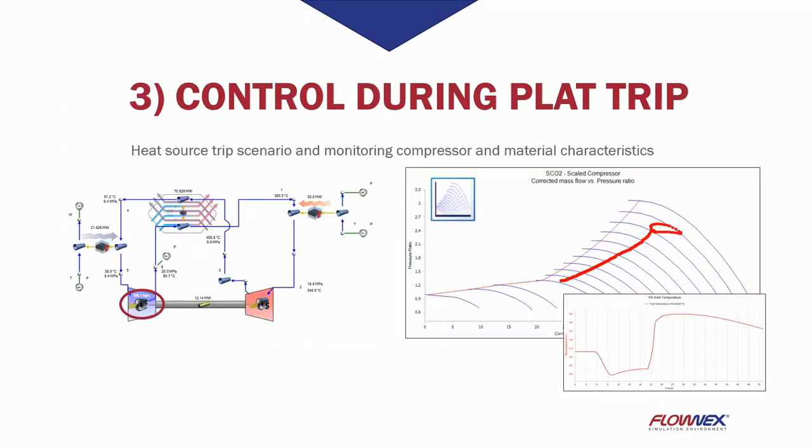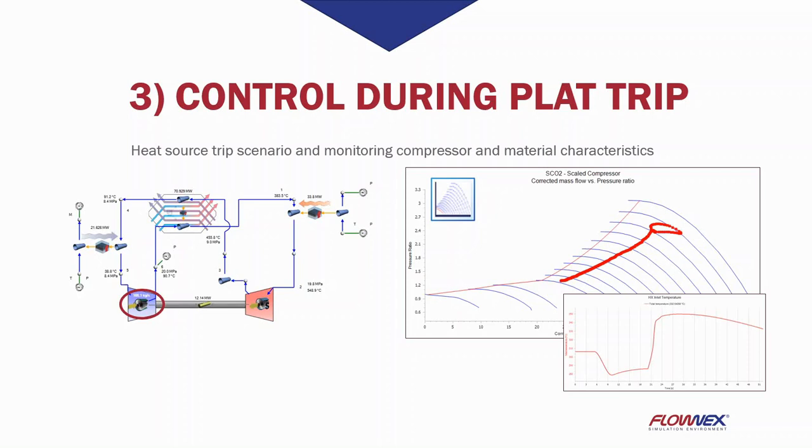the next step in the design is we want to control the plant during a plant trip. In this case, we want to test a controller's ability to maintain a safe surge margin during a heat source trip. This can be done in FlowNEX, where the compressor operating point can be monitored in a compressor chart. In the example, we will simulate the trip of a heat source after 5 seconds.